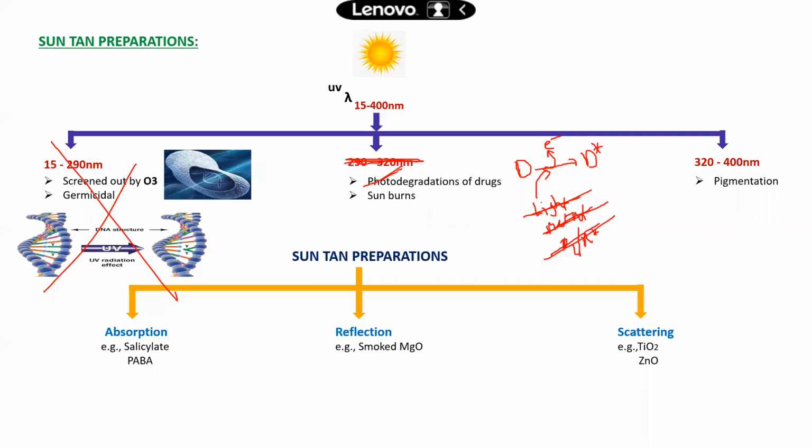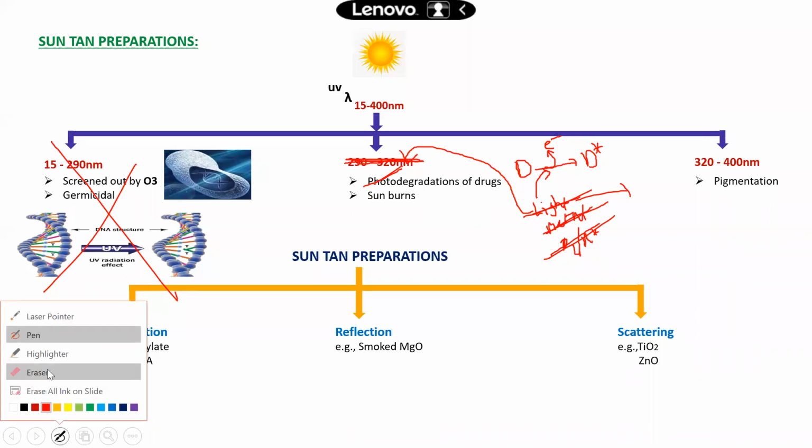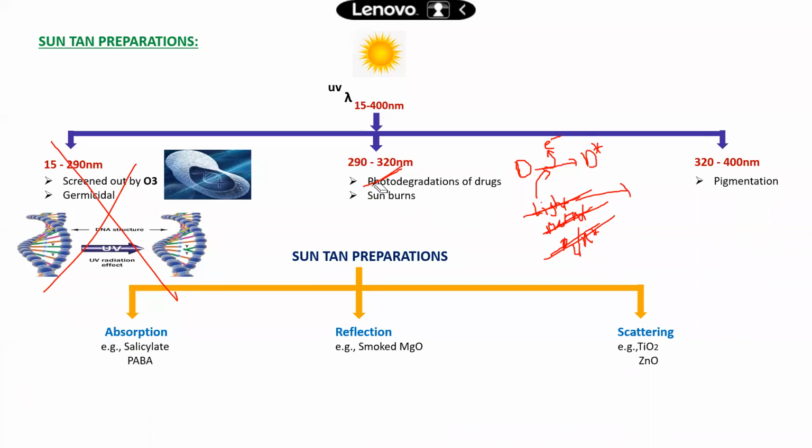Here I am discussing photo-oxidation. Which light? This light is UV light, 290 to 320 nanometer. This is the most dangerous UV radiation. Now friends, tell me, photo decomposition is caused by which light? UV light. Which UV? 290 to 320 nanometer.